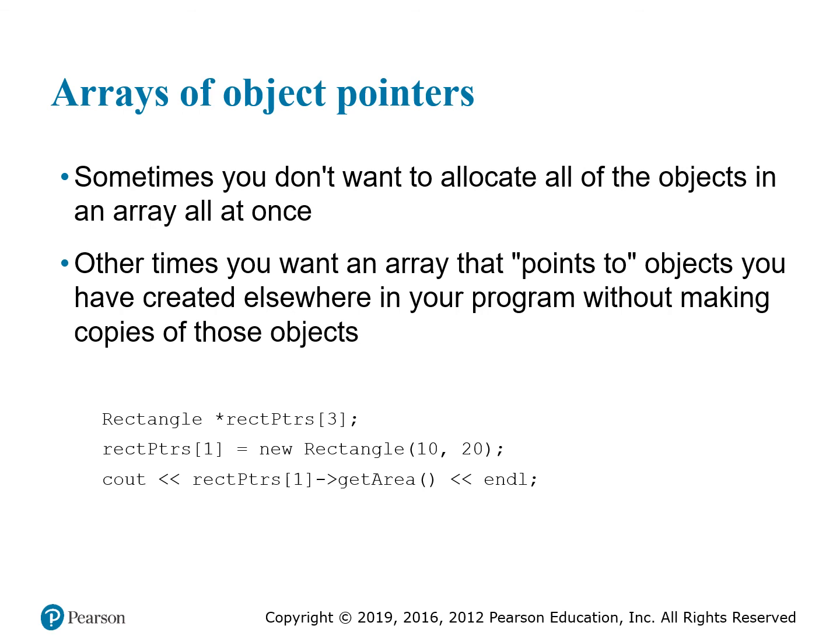So you create that by saying rectangle star rect pointers of 3, and then you allocate a new rectangle that just allocates pointers. It doesn't create any new rectangles. So rect pointers at 1 equals new rectangle of 10 and 20, and then you access it using the arrow operator. Rect pointers at 1 arrow get area. We'll find the area of that rectangle and pass it to cout.